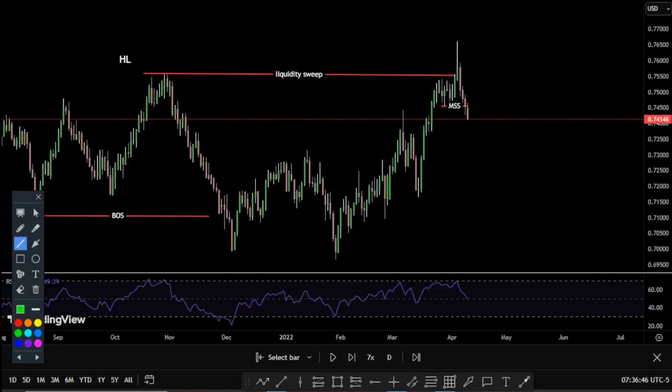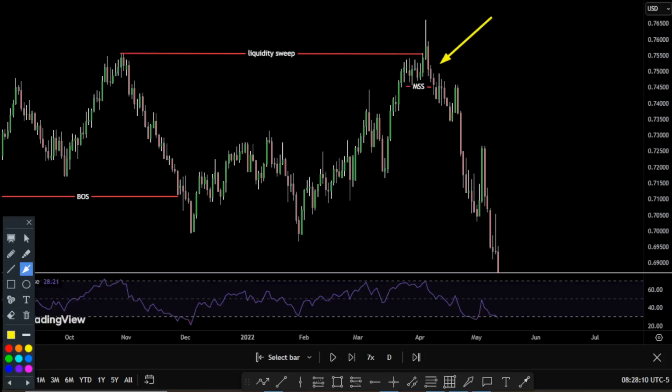Here in the lower time frame, price has made higher highs while the RSI has printed lower highs. This shows bearish divergence. We now wait for the market to break this recent structure low to confirm market structure shift. You can see that the market sold off aggressively as anticipated by our model.